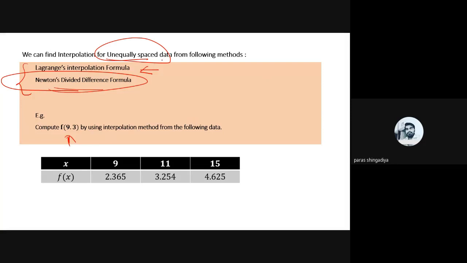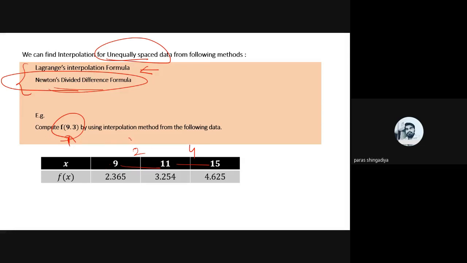But if it is unequally spaced data, then you have two choices to derive the answer: one by using Lagrange interpolation, and second by using the Newton divided difference formula. What is the meaning of unequally spaced data? Check the argument of x. From 9 to 11, the difference is 2. Then from 11 to 15, the difference is 4. The first two values have difference 2, the second two values have difference 4. So it is unequally spaced data, an unequally spaced interval.